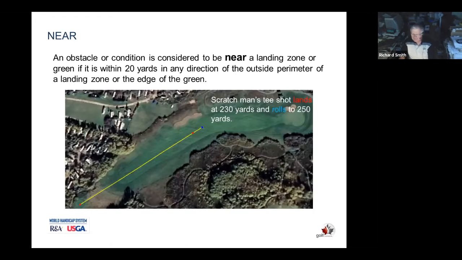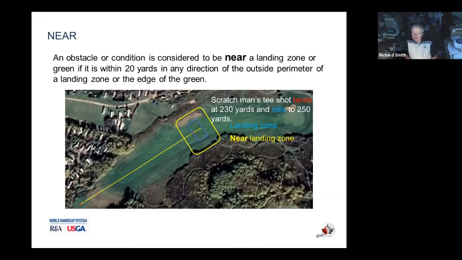So here's something that would illustrate this. This is sort of drawn on Google Earth, a scratch man's tee shot, which would, if you remember our shot tables from yesterday, on average land at 230 off the tee and would roll an additional 20 yards to 250. So the landing zone then was a rectangle here because it's the width of the fairway and it's the depth of 20 yards, the roll component.